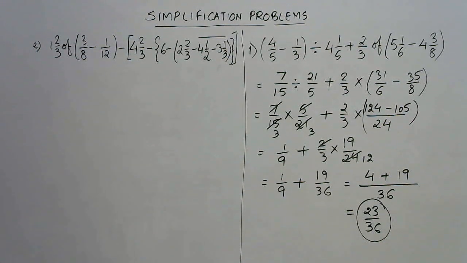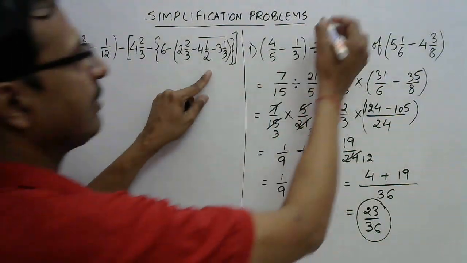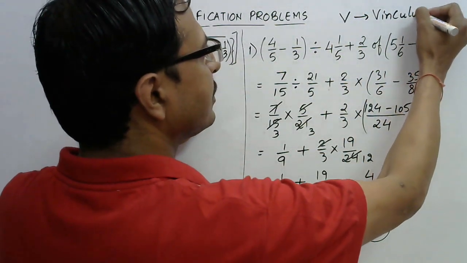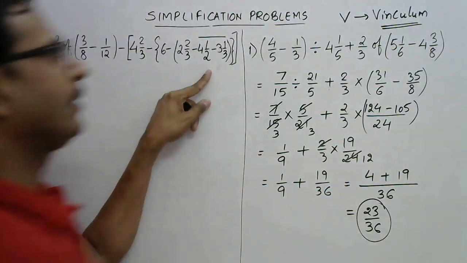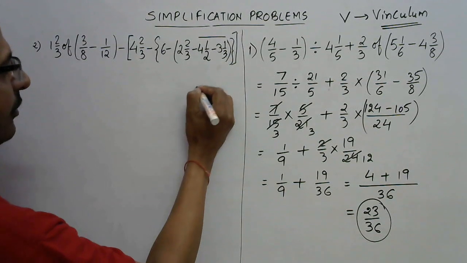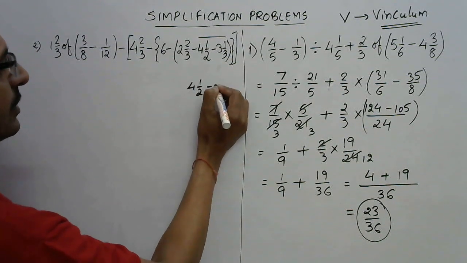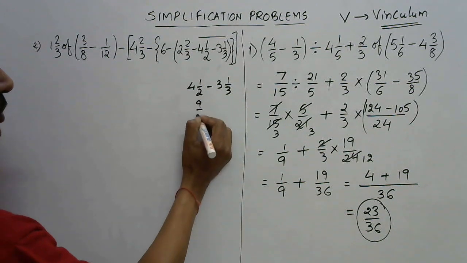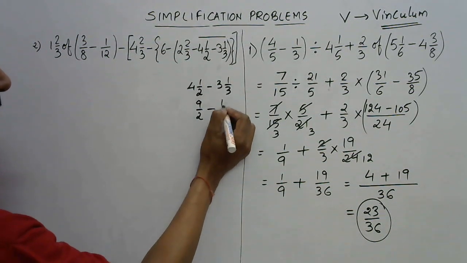Now see, V stands for vinculum. So here we have the vinculum in this question. So vinculum has to be dealt with first. So this part, 4 and half minus 3 1 by 3. I'll solve this first. This is 9 by 2 minus 10 by 3.